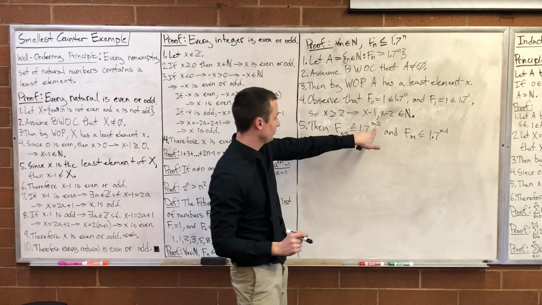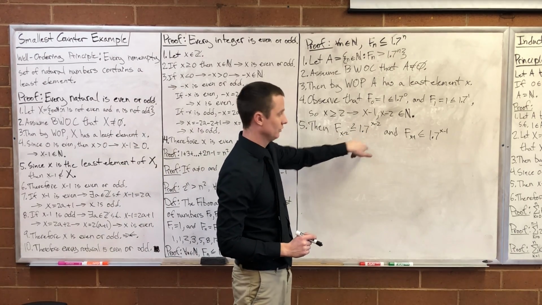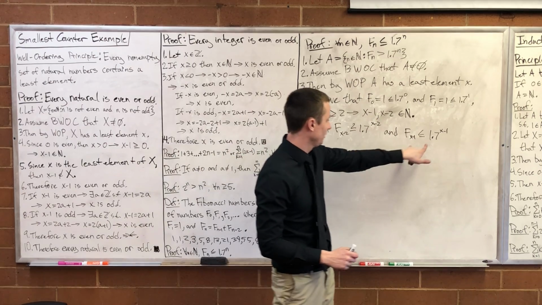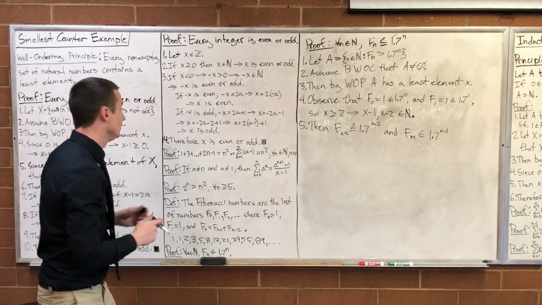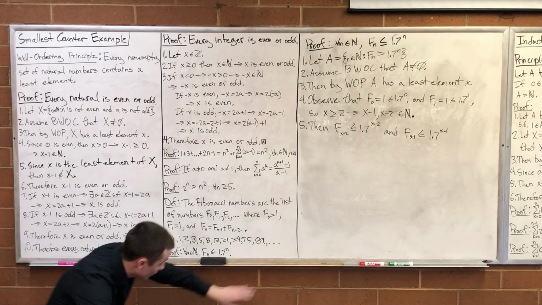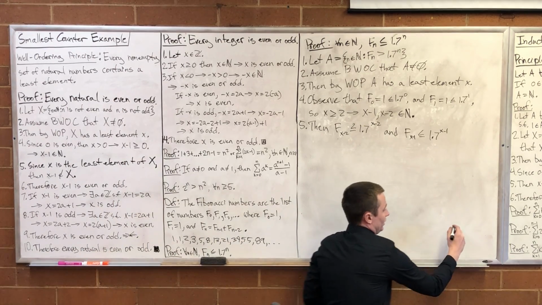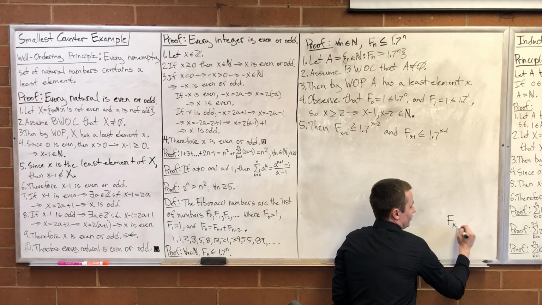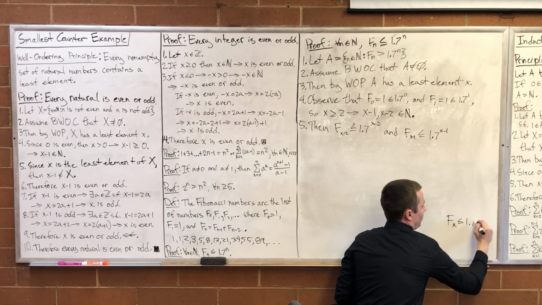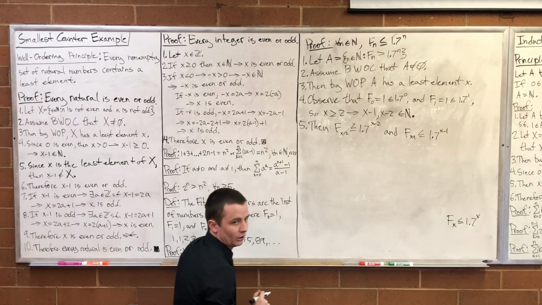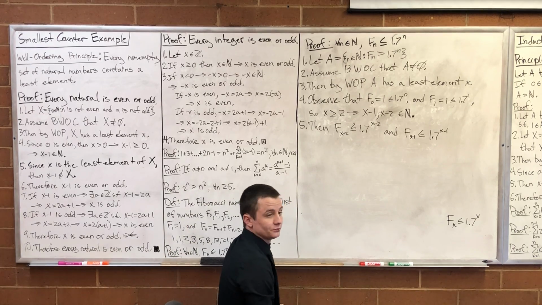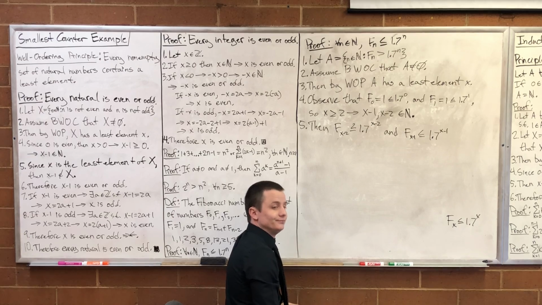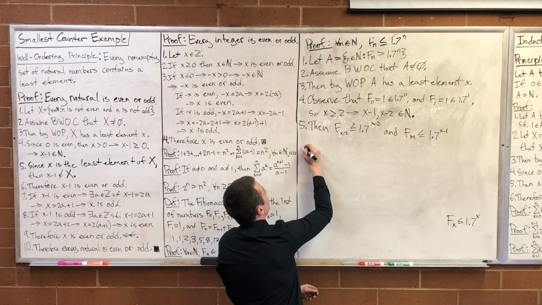What does it mean for x minus 2 to make the statement true? It means that this is true. What does it mean for x minus 1 to make the statement true? It means this is true. With me? Now we're trying to use that to show, ultimately, where are we trying to get? We're trying to get that f sub x is less than or equal to 1.7 to the x. That's what we're trying to show. So we're trying to show that the least element makes it true. Yes, that's exactly what we're trying to show.